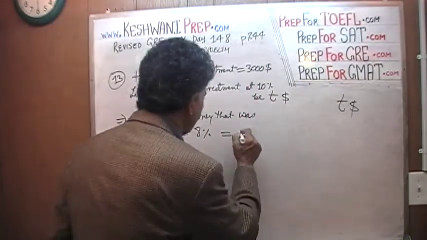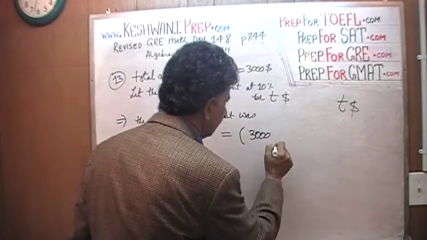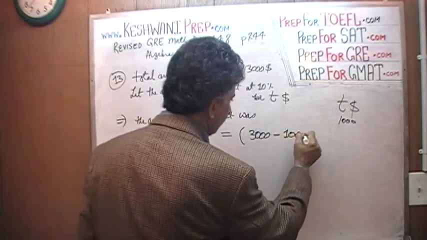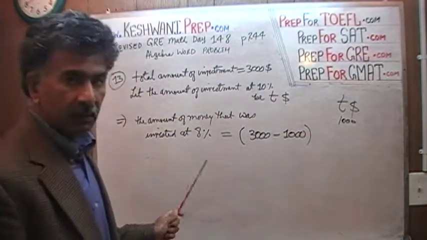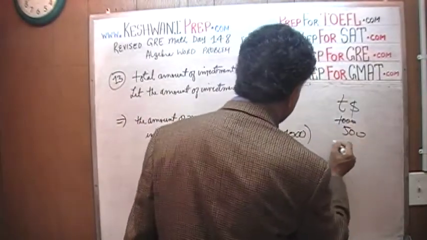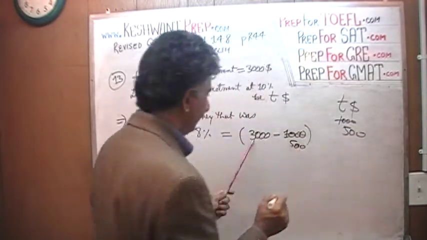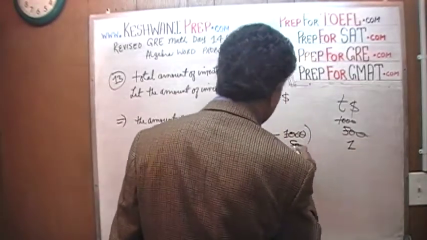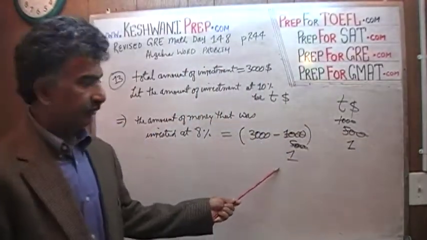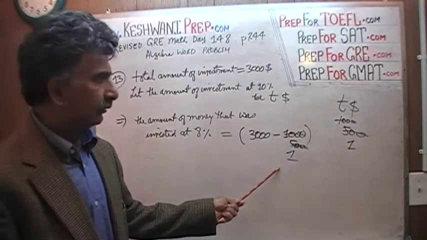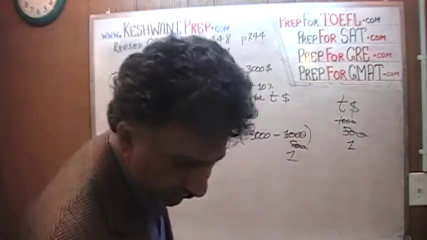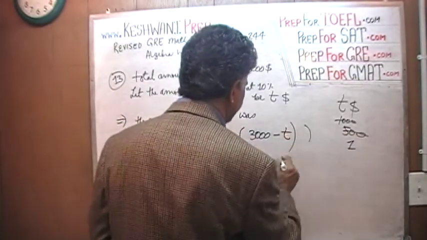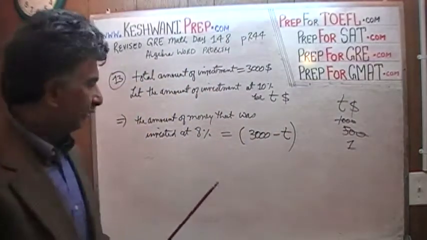For example, $3,000 is the total amount of money. If we invested $1,000 at 10%, then we must have invested $2,000 at 8%. If she invested $500 at 10%, then she must have invested $3,000 minus 500, or $2,500, at 8%. If she invested $1 at 10%, she must have invested $2,999 at 8%, and so on. Since we are investing $T at 10%, the leftover money, which is simply 3,000 minus T, must have been invested at 8%.